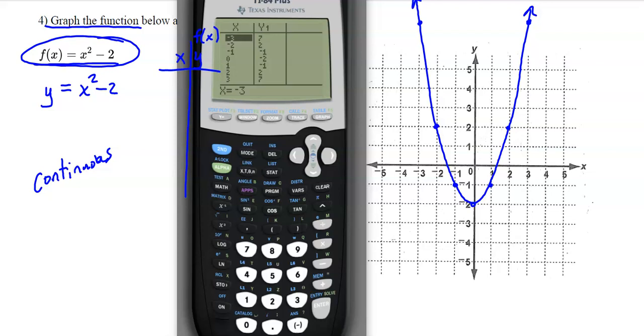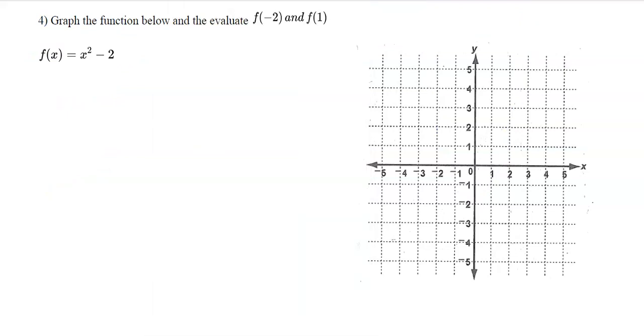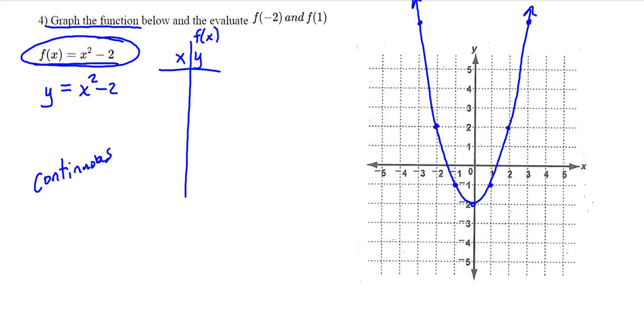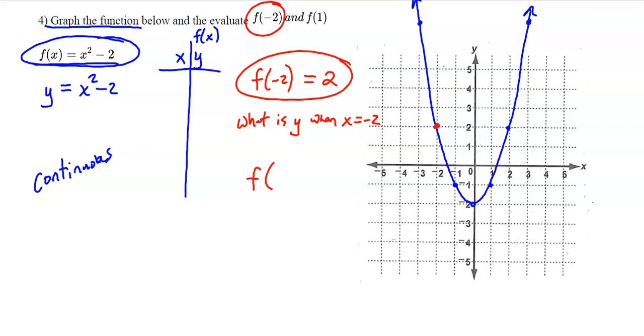I think there was something here behind my calculator that they wanted us to see. So we need to define f of negative 2 and f of 1. So at negative 2, f of negative 2 is really saying, what is y when x equals negative 2? That's what it's asking. So when x is negative 2, it looks like y is positive 2. And then what about f, what is the f function when you input a 1? Well, when I put a 1 in, I get negative 1. So there are my two answers for that one.